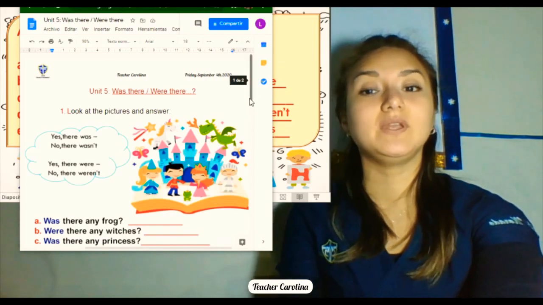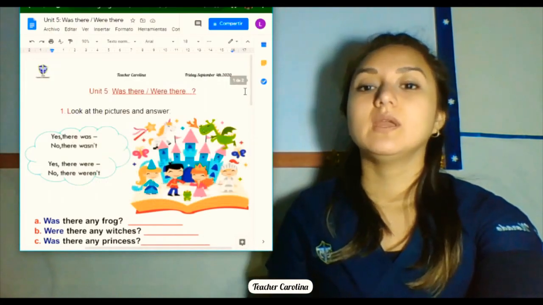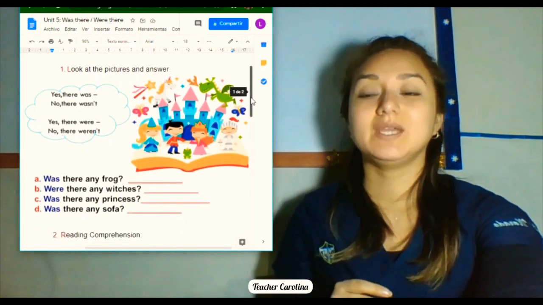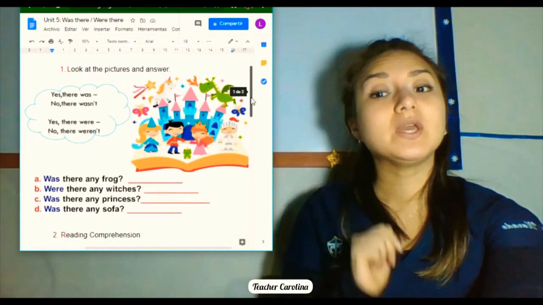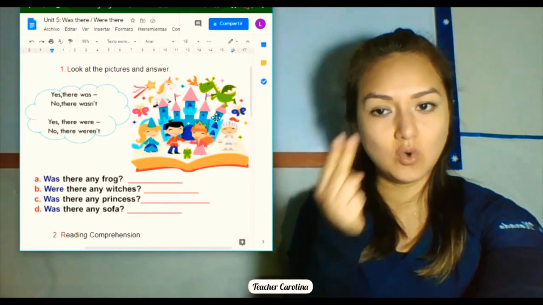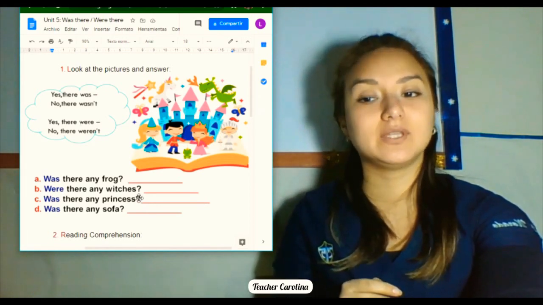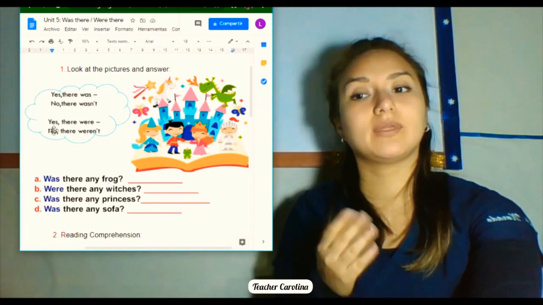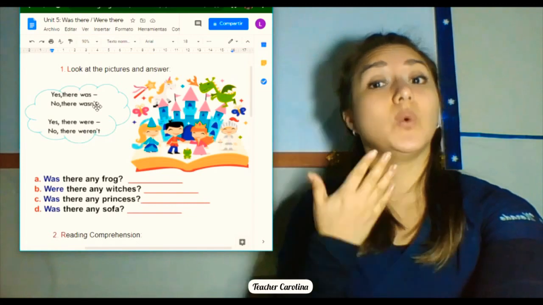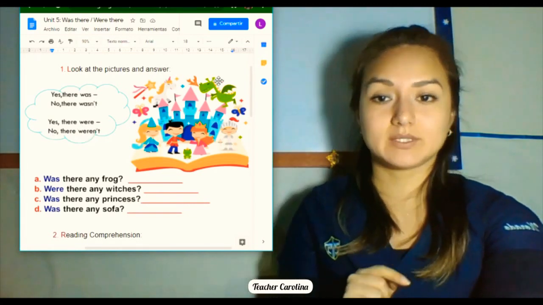Okay, now I have in here the exercise. What you are going to do in this part? It says, look at the pictures and answer. You have to look at this picture. Now, you are going to answer these questions with yes, there was, no, there wasn't, or yes, there were, no, there weren't.